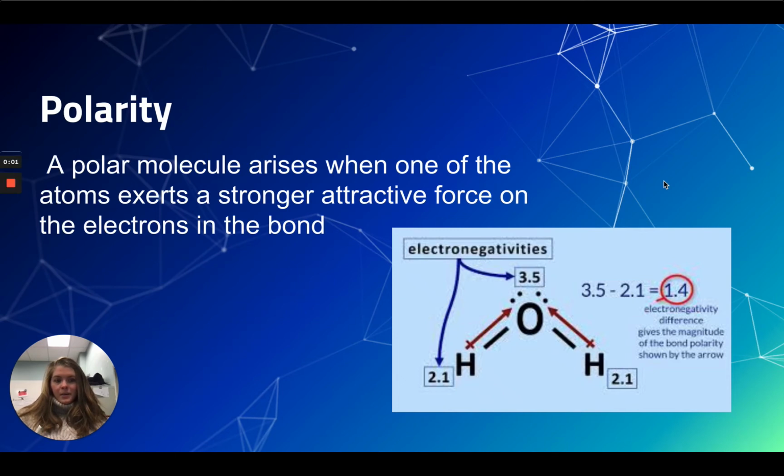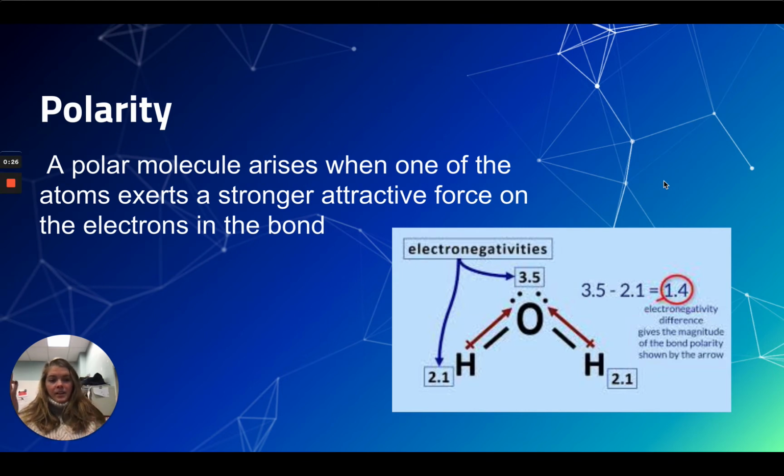Alrighty, this is just going to be a super brief video on polarity. So we talked about electronegativity when we talked about periodic table trends, and we know that electronegativity is an element's ability to attract electrons. So if you have a high electronegativity, you're really strong. You hold your electrons really close. You have a high ionization energy. You don't want to give up those electrons.